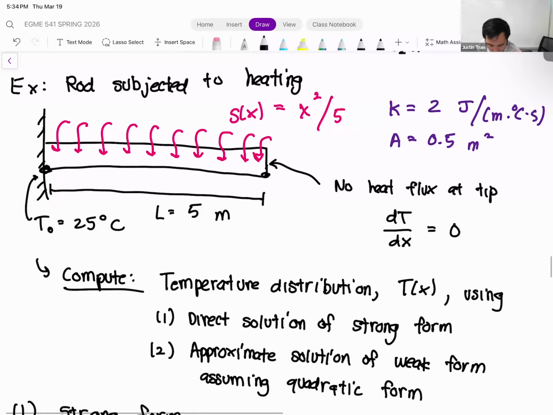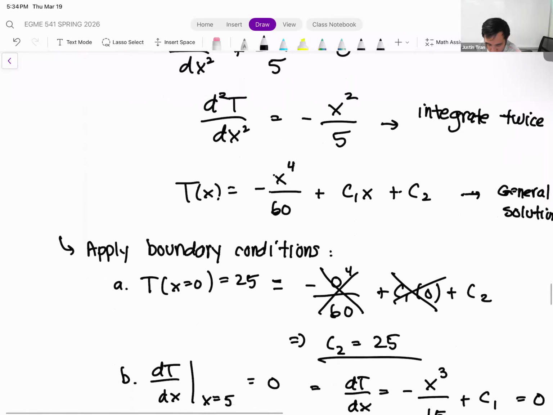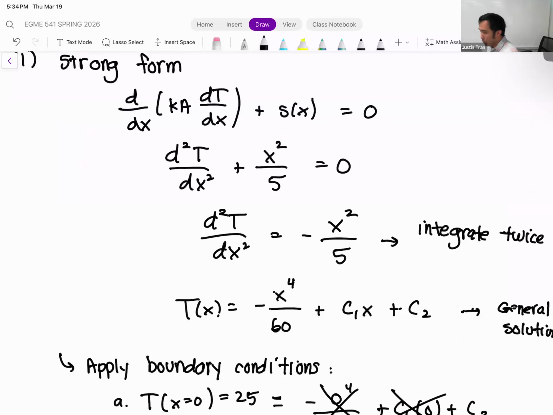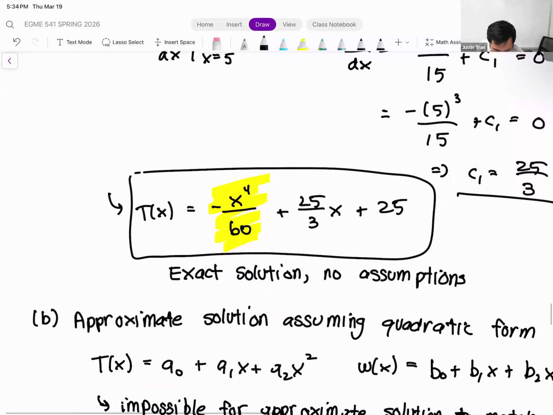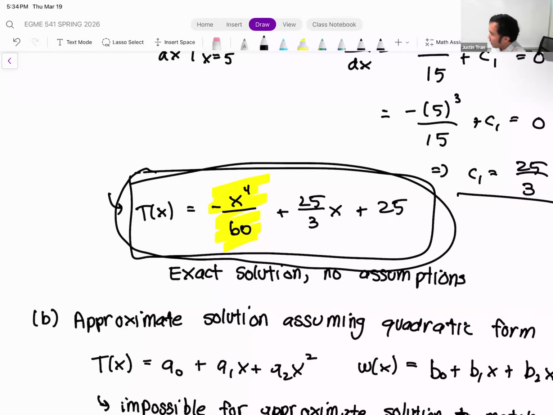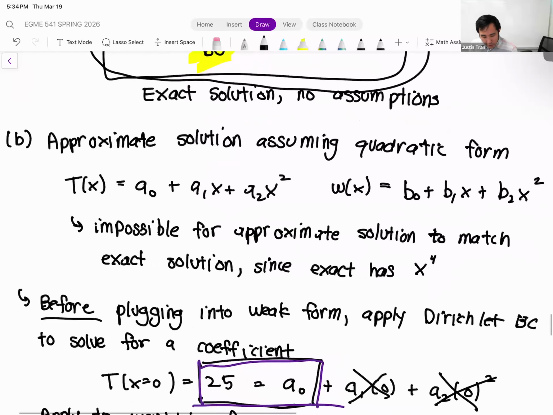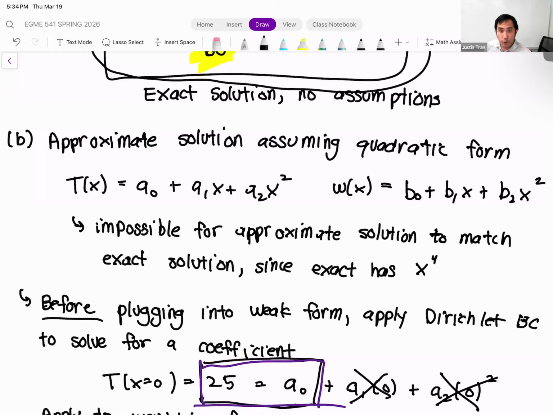And so, taking those into account, we solved for the strong form solution. For that, we just took our differential equation and integrated it twice. We got our solution here. We plugged in the boundary conditions and we got this solution here. Okay. And then we wanted to solve the same problem, but from the weak form. To solve for a weak form solution, we first assume a form for the solution. For this particular problem, we're assuming a quadratic form. So we assume that our temperature and our weighting function take a generic quadratic function form. That's a0 plus a1x plus a2x squared. And for our weighting function w of x, this is b0 plus b1x plus b2x squared.